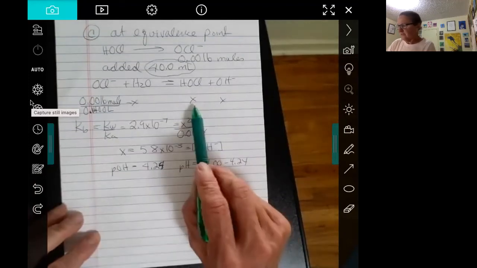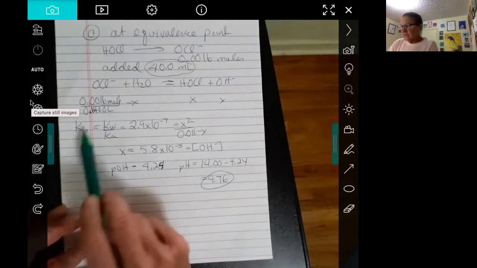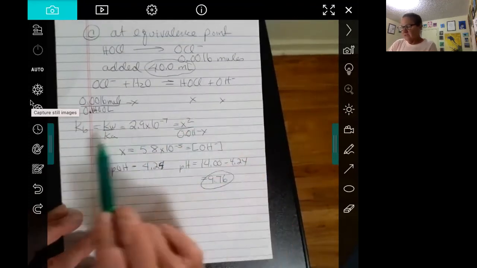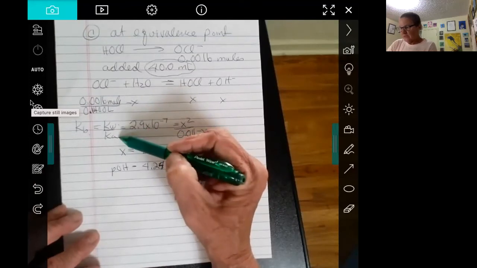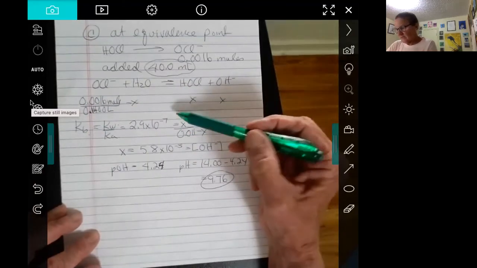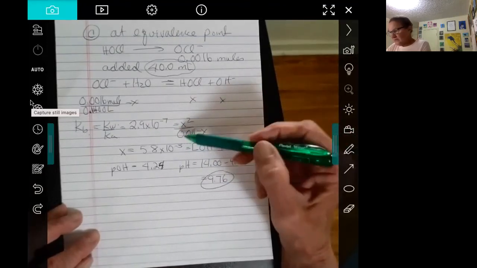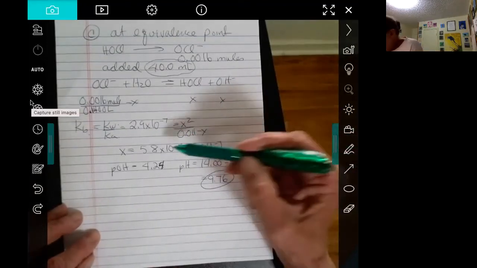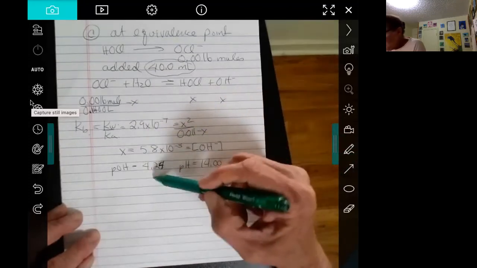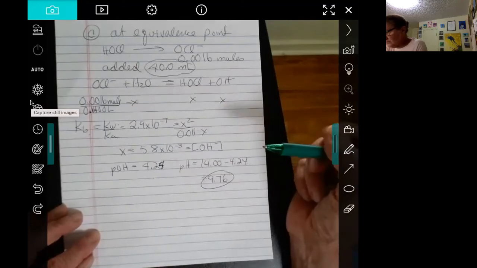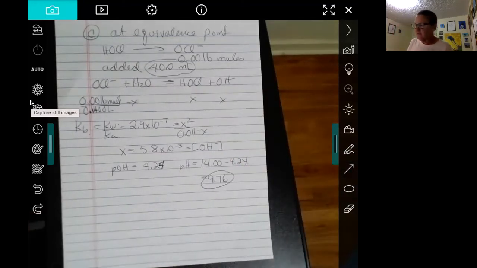Some of it's going to dissociate. We'll get the conjugate acid and OH minus. And this is a base dissociation. So we need to get the Kb, which will be Kw over Ka. And so I got a Kb of 2.9 times 10 to the minus 7. When I solve for X, I got 5.8 times 10 to the minus 5. I did a pOH and then converted it to a pH, and I came up with 9.76, which makes sense.